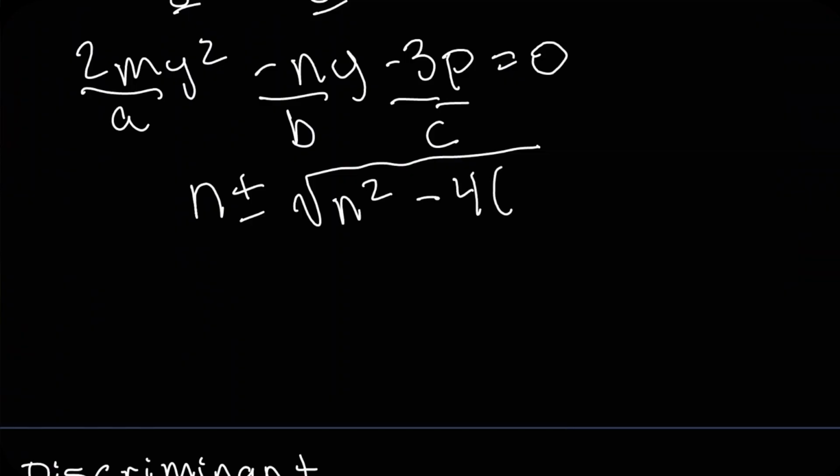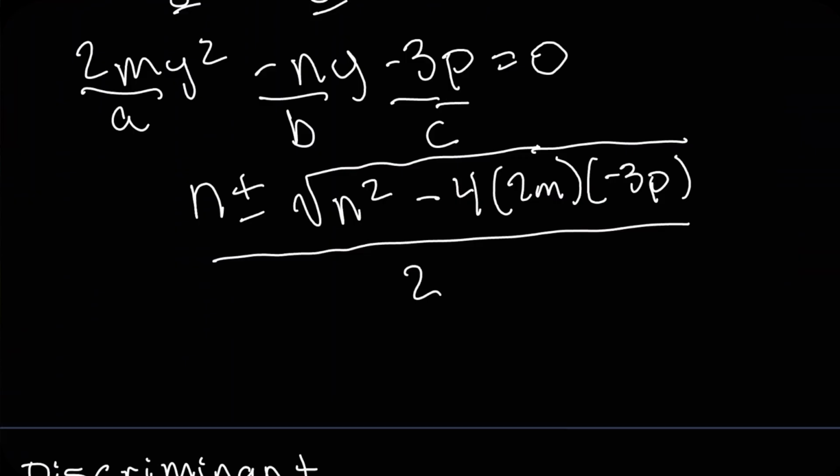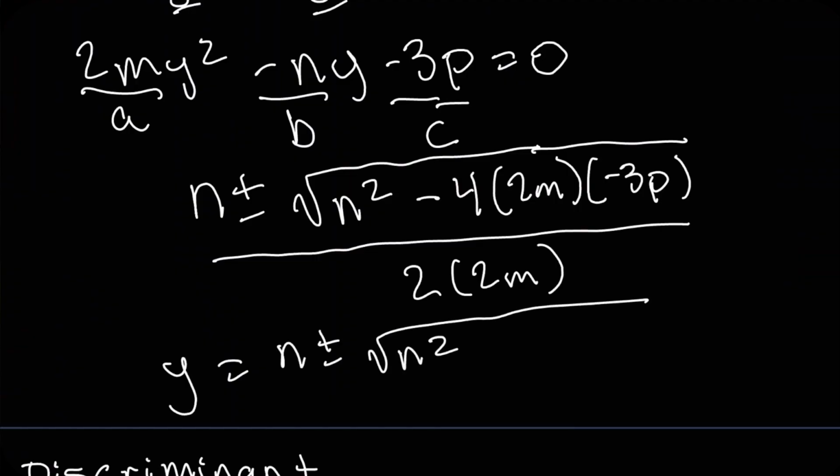minus 4. What is a? A is 2m, so 2m, and then c is negative 3p. Then we'll take that and divide it by 2a, which is 2m, and our final equation will have y is equal to n plus or minus the square root of n squared plus, because we have a negative 4 times a negative 3p, plus 24mp, all divided by 4m.